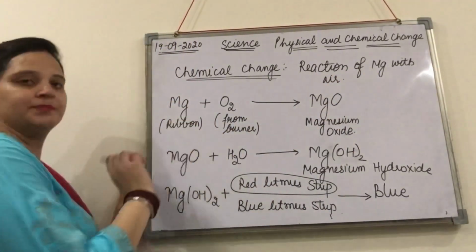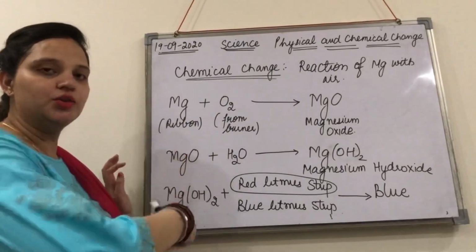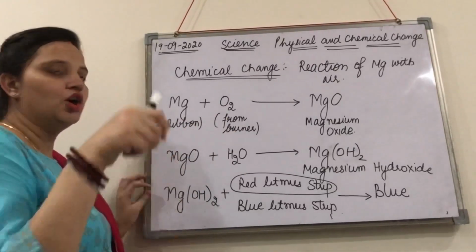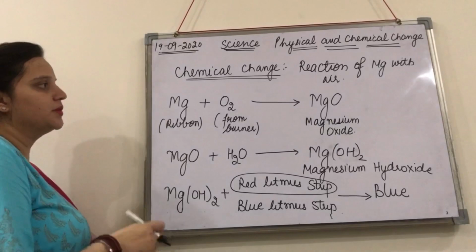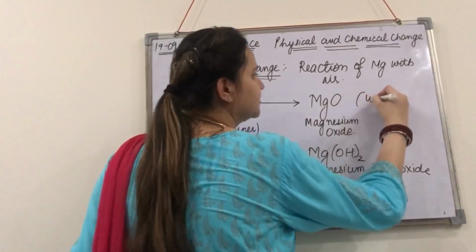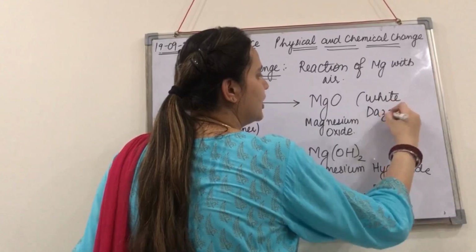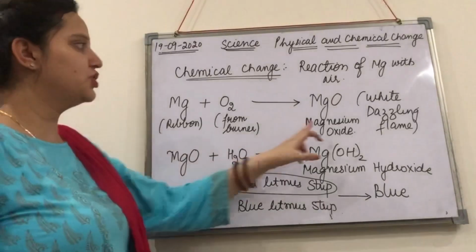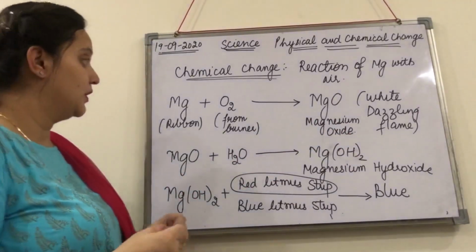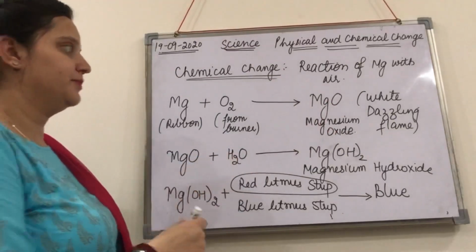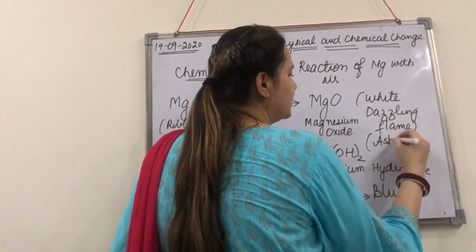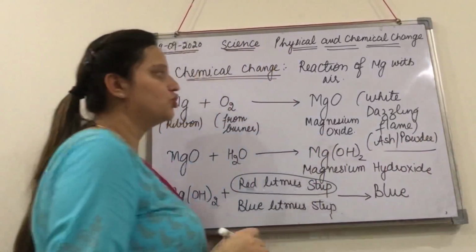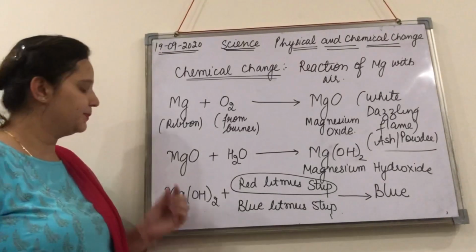So this is magnesium, right? I have shown you the activity also, how this magnesium ribbon burns. When you burn it, or put it on the burner, it burns to give you magnesium oxide with a very bright white flame. So magnesium oxide is formed. After burning it gets converted into ash or powder form. So you will get a white powder, right?